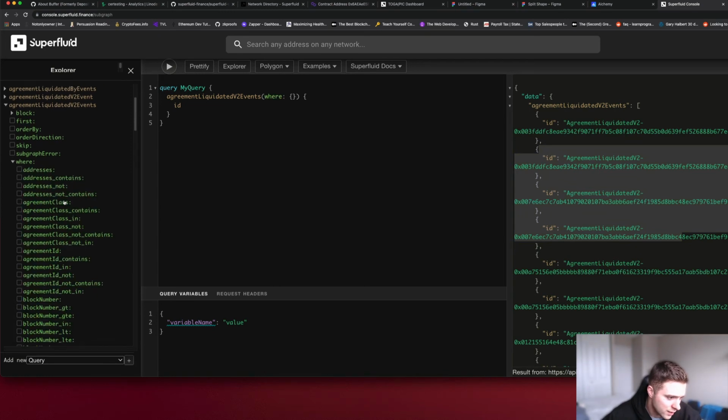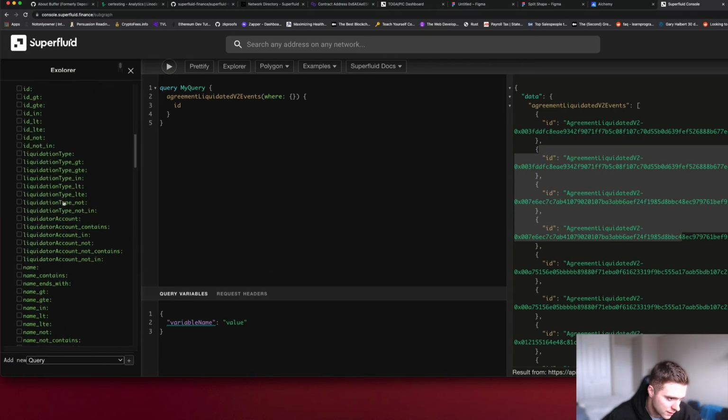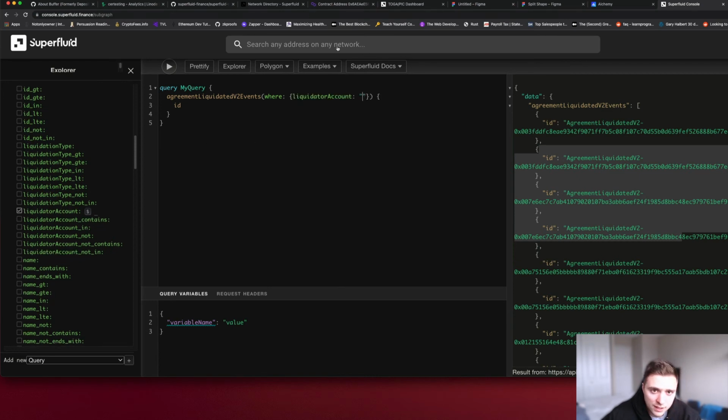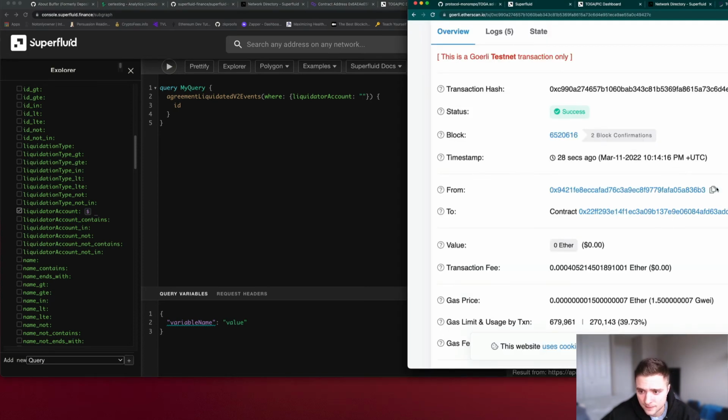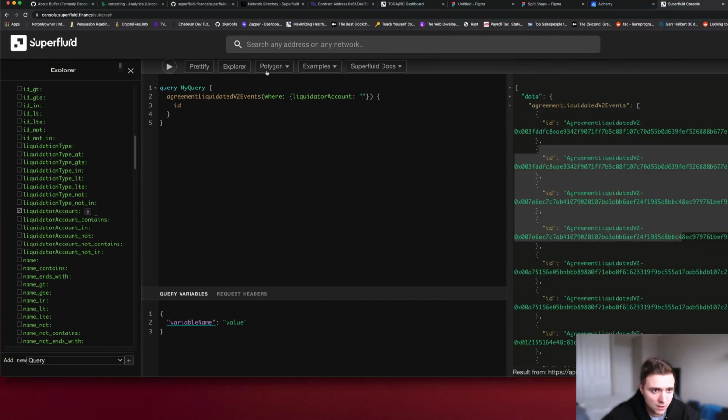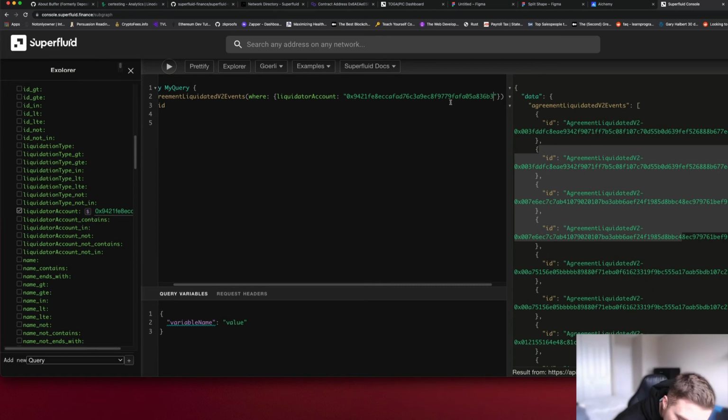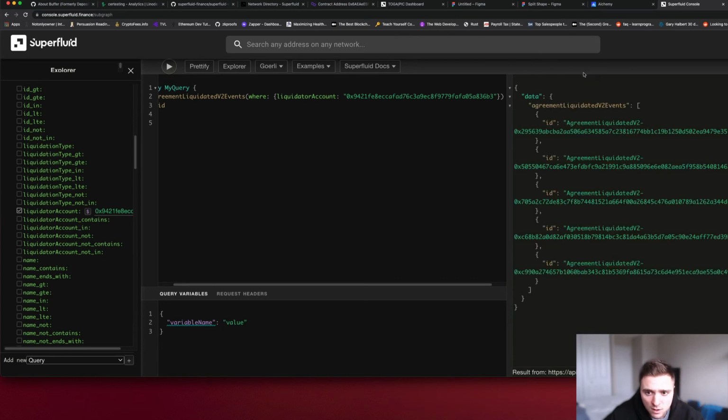Let's query where the liquidator account is the address that is closing streams for us. So let me go back over to Etherscan. I'll copy this address. I'll make sure we're on Goerli. And then we have to do this annoying thing here to make sure that the address is all lowercase. I actually think it is for us, which is kind of nice. All right, so we've got some agreement liquidated events. That's pretty cool. We can see the IDs of them here.